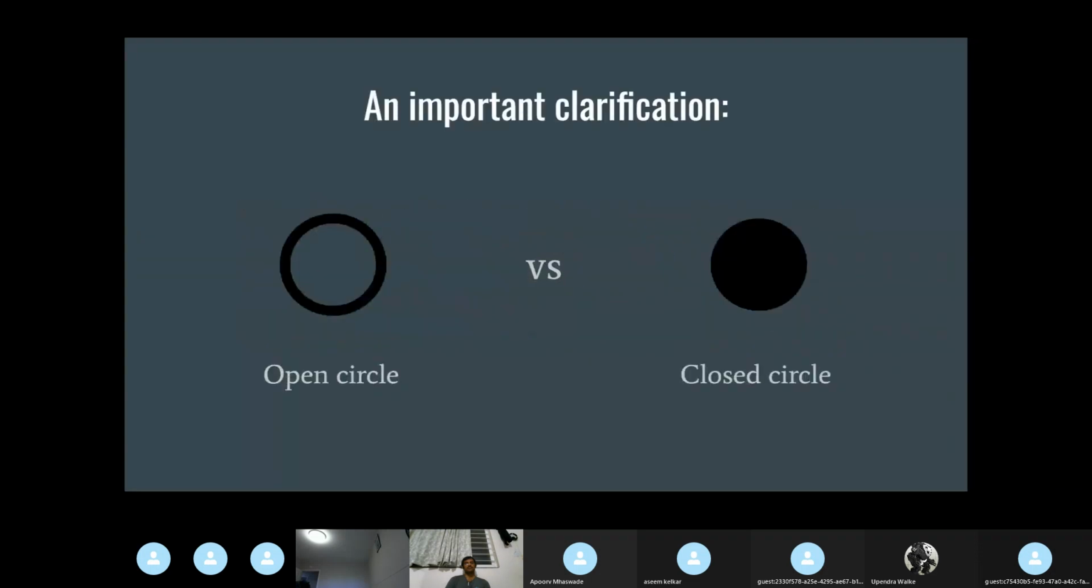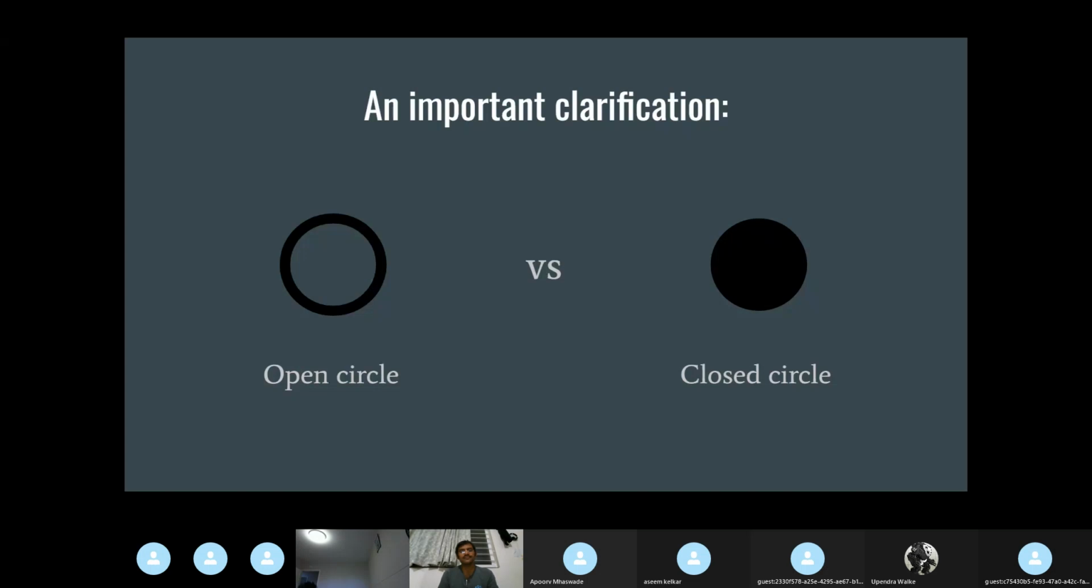But before we do this, however, I want to make an important distinction that... I can't hear you, Apurva. All right. You can hear me now, right? Yeah.